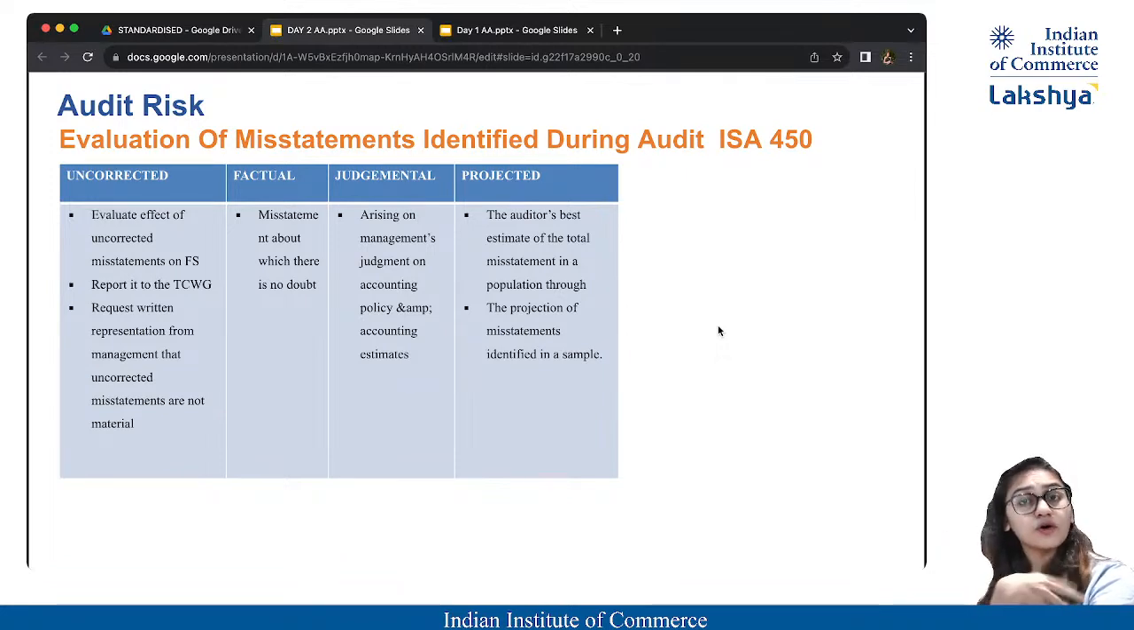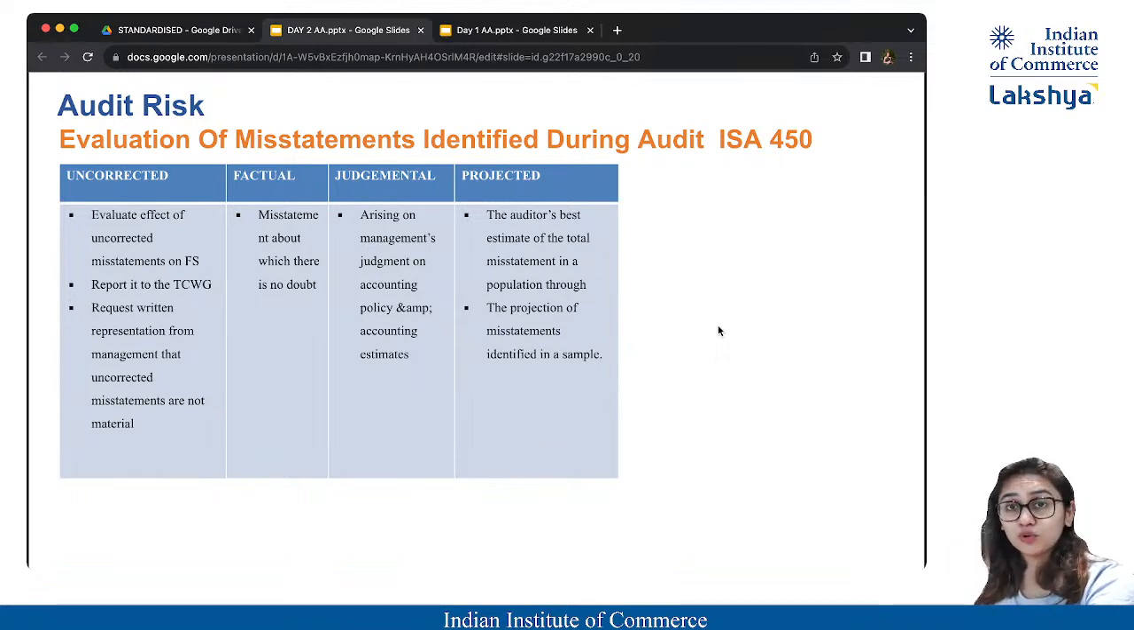Because in audit, we all are auditors. We are from the auditor's side. We are the auditors. So when the management tells you that, you know what, it's not required to correct it because it's not a very big misstatement, it's just 10 extra, it doesn't matter. And if the management tells you that, you need to request written representation from the management saying that you give me in writing that this is not a big mistake, it is not material.